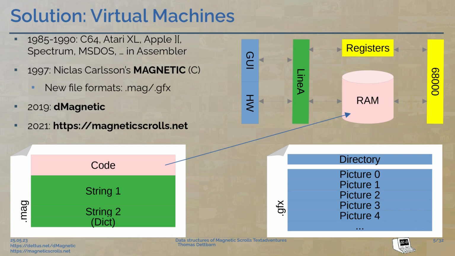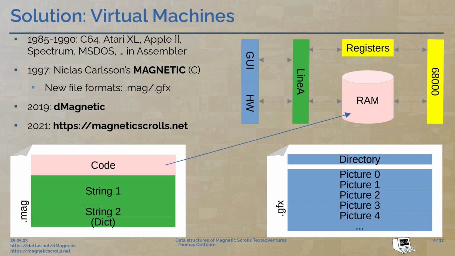And yeah, like any good binary file, it contained some sections. So the code section was used to initialize the RAM. That was where the actual game was in. And then there were also those two string sections, string 1 and string 2. And yeah, the dictionary, which was actually the key to understanding the parser.